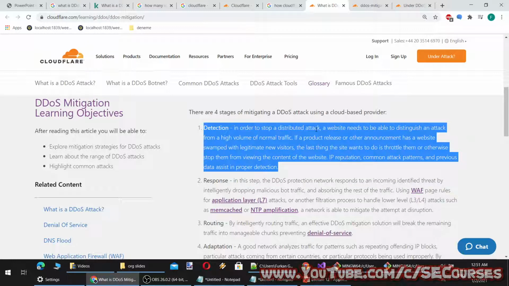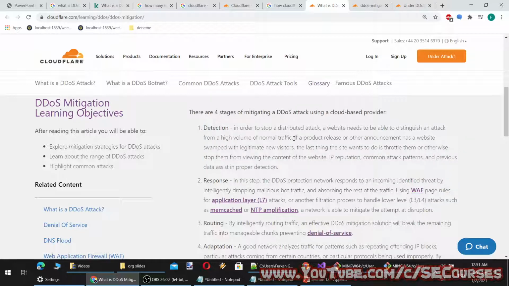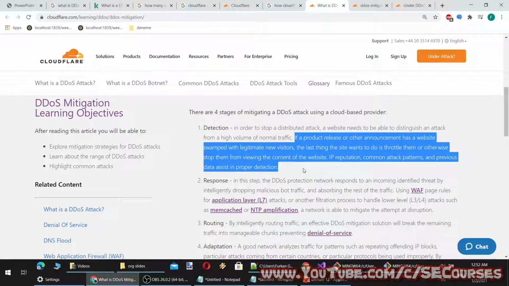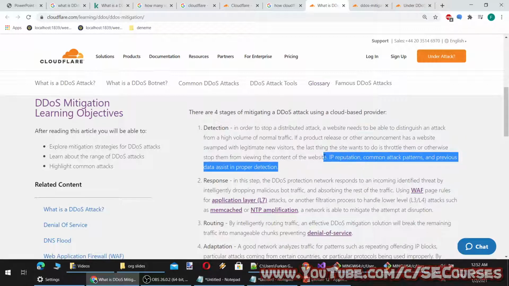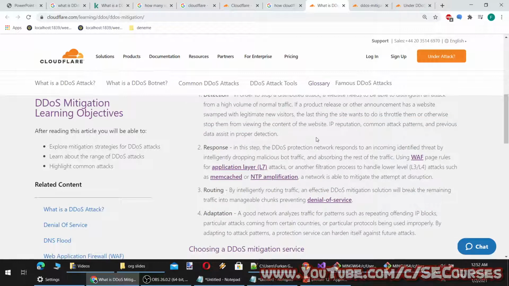Detection. In order to stop a distributed attack, a website needs to be able to distinguish an attack from a high volume of normal traffic. This is important. If a product release or other announcement has a website swamped with legitimate new visitors, the last thing the site wants to do is throttle them or otherwise stop them from viewing the content of the website. IP reputation, common attack patterns, and previous data assist in proper detection.